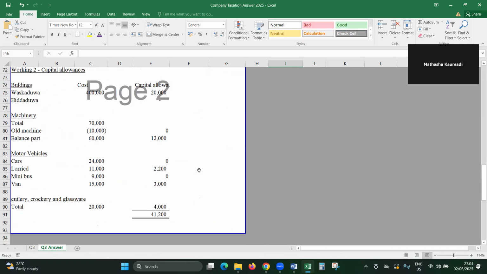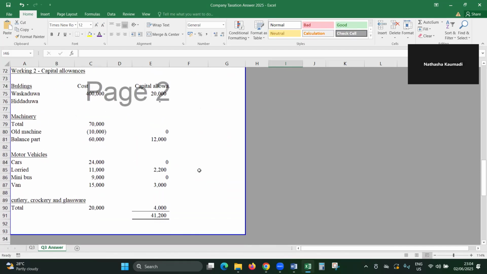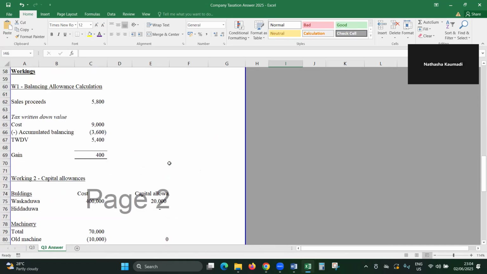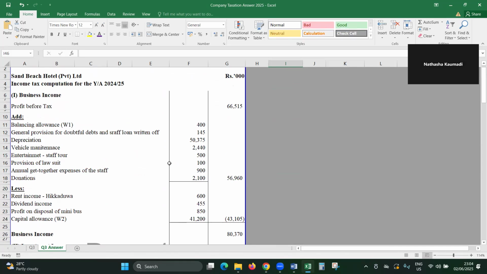Likewise, do the workings clearly. Even though the numbers are wrong at the end, maybe due to some careless mistakes, if the workings are there, you will get some marks. So don't lose those marks in the exam. Do well with this company taxation question.